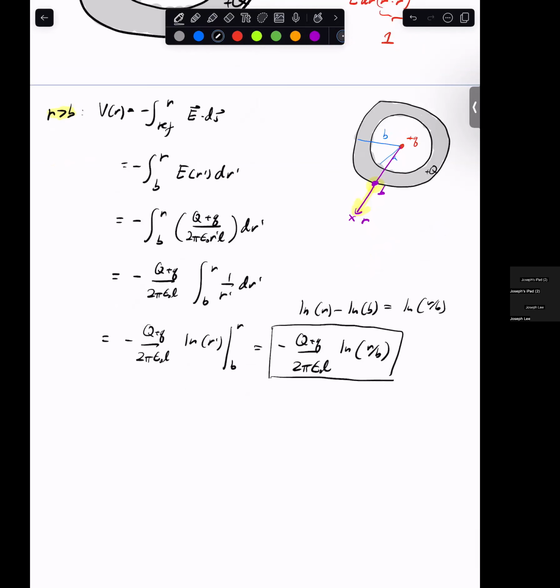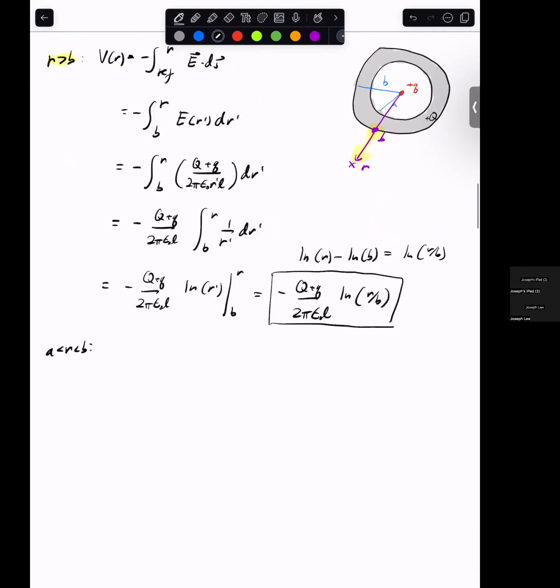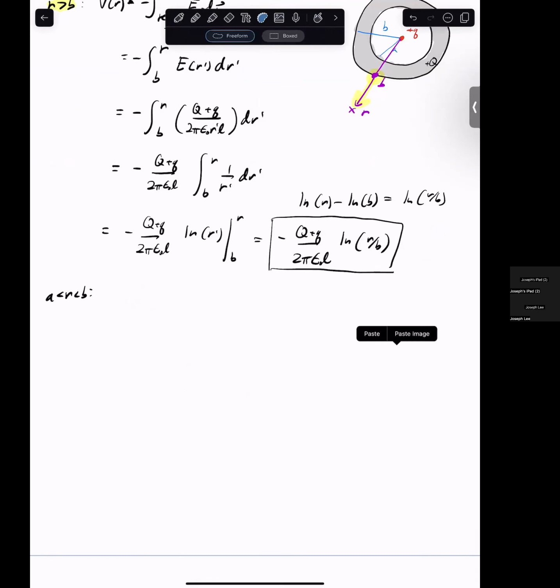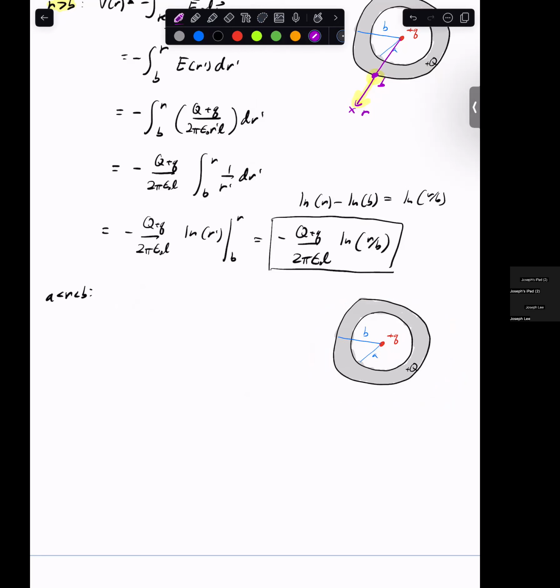Next, let's look at the region a less than r less than b. We'll put the same figure off to the side. What's happening here, I'm going to draw like a sort of round trip picture. R would exist somewhere like here, but this is the point b. So the path that we're taking is from this boundary b to the point r. We'll call this thing r.